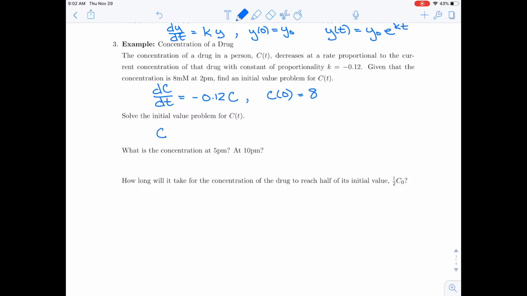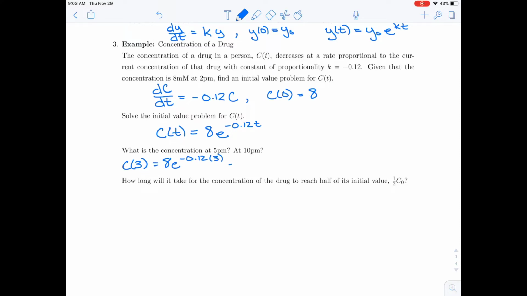The solution to this equation is C of t equals 8, the initial condition, e to the negative 0.12, the constant of proportionality, times t. And this will describe the concentration of the drug over all time. For example, we can find the concentration at 5 p.m., which is 3 hours past 2 p.m. So C of 3 is equal to 8 e to the negative 0.12 times 3.